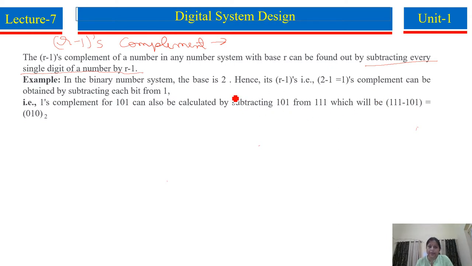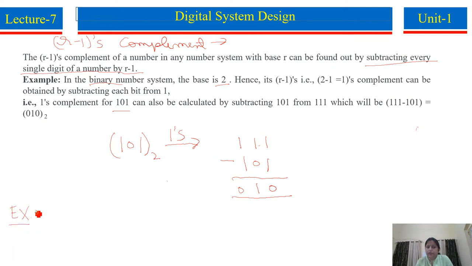For example, here I take an example of the binary number system. Binary number system radix is 2. So r minus 1 is 1. So if I take one example, 101 is the given number, and I want to calculate r minus 1's complement of this number. Radix is 2, so we want to calculate 1's complement. So subtracting each digit of this number from r minus 1 means 111, and you get the 1's complement of this number. Okay?